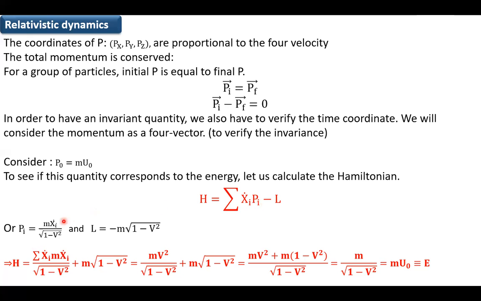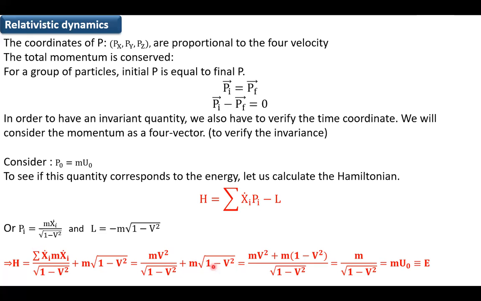So P i is m times u i, so it's m x dot i by definition over the radical of 1 minus v squared. And L is the relativistic Lagrangian, which is minus m radical 1 minus v squared. We replace in the Hamiltonian H. So it's the sum of x dot i times P i, so it's m x dot i over the radical of 1 minus v squared, minus L, so minus minus, so it's plus m radical of 1 minus v squared. X dot i times x dot i is x dot i squared, so it's v squared. X dot is the velocity. So it's m v squared over the radical of 1 minus v squared plus m radical 1 minus v squared.